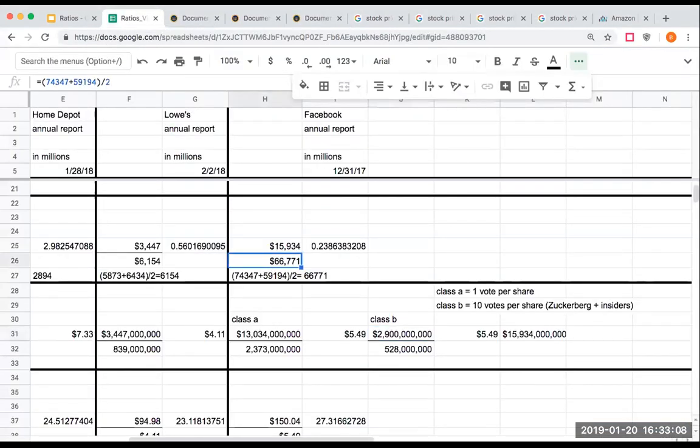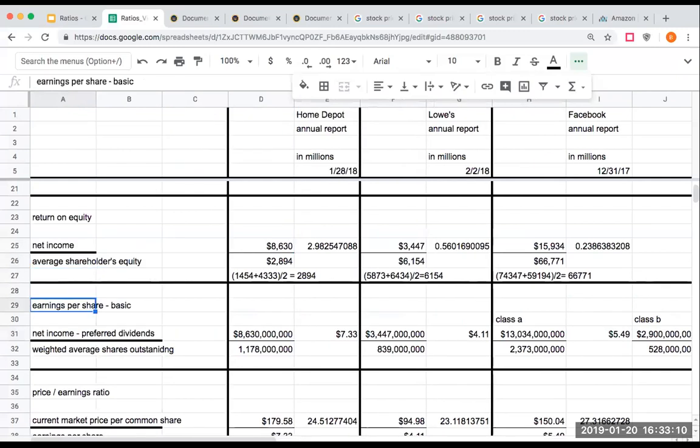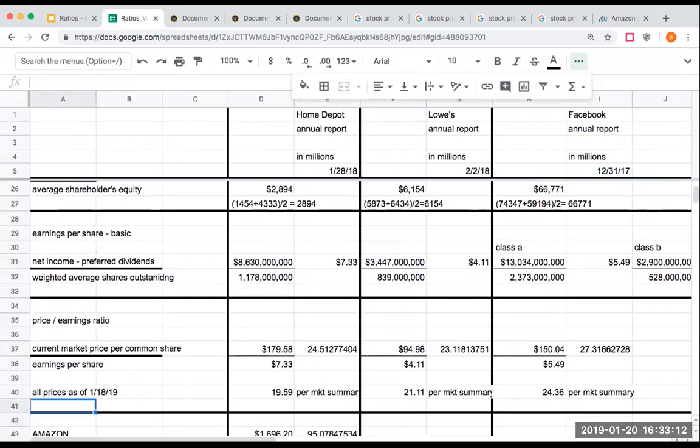So the last one we're going to focus on here today in terms of the valuation ratios is the price to earnings ratio. What exactly is this? Well, this can be an indicator of, from an accounting standpoint, how over or underpriced a particular share of stock is.